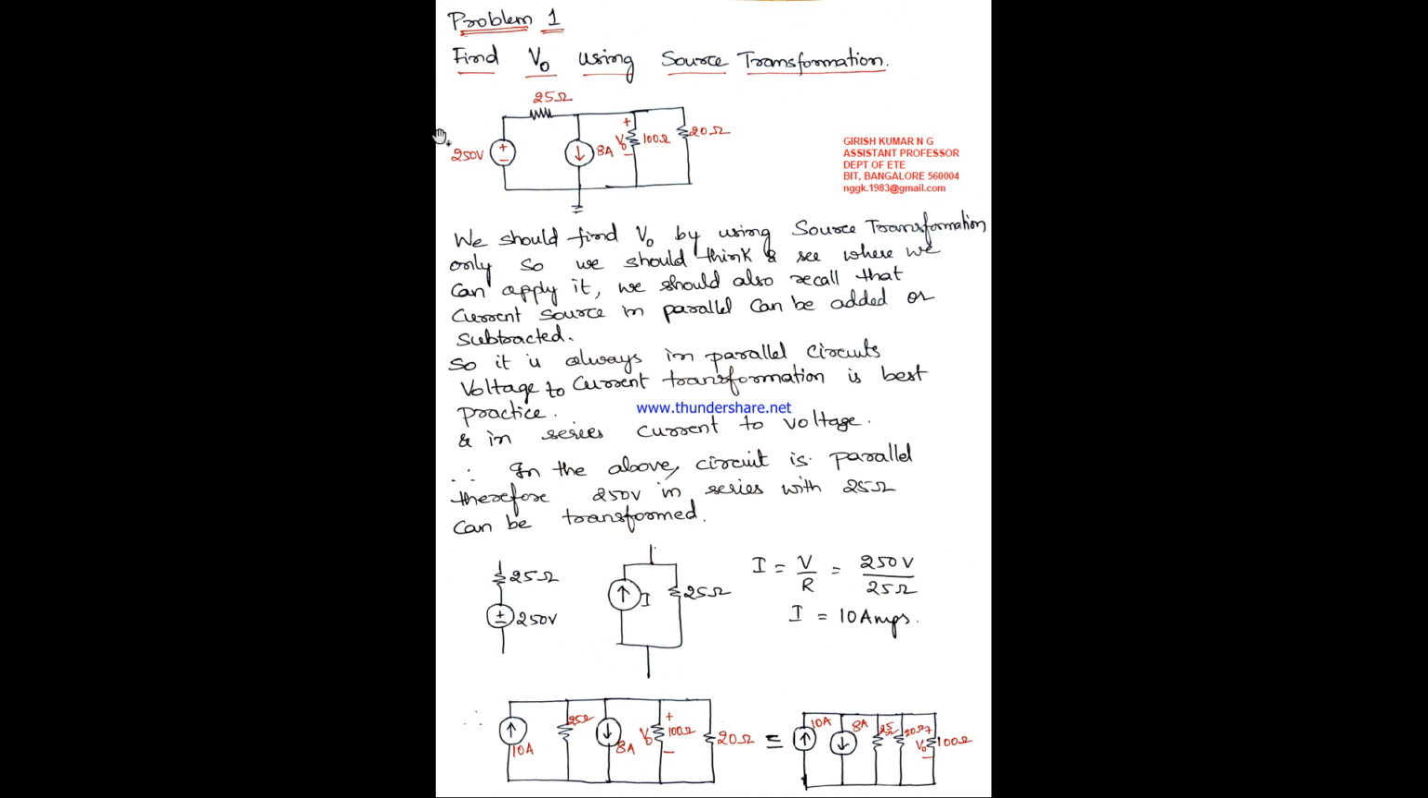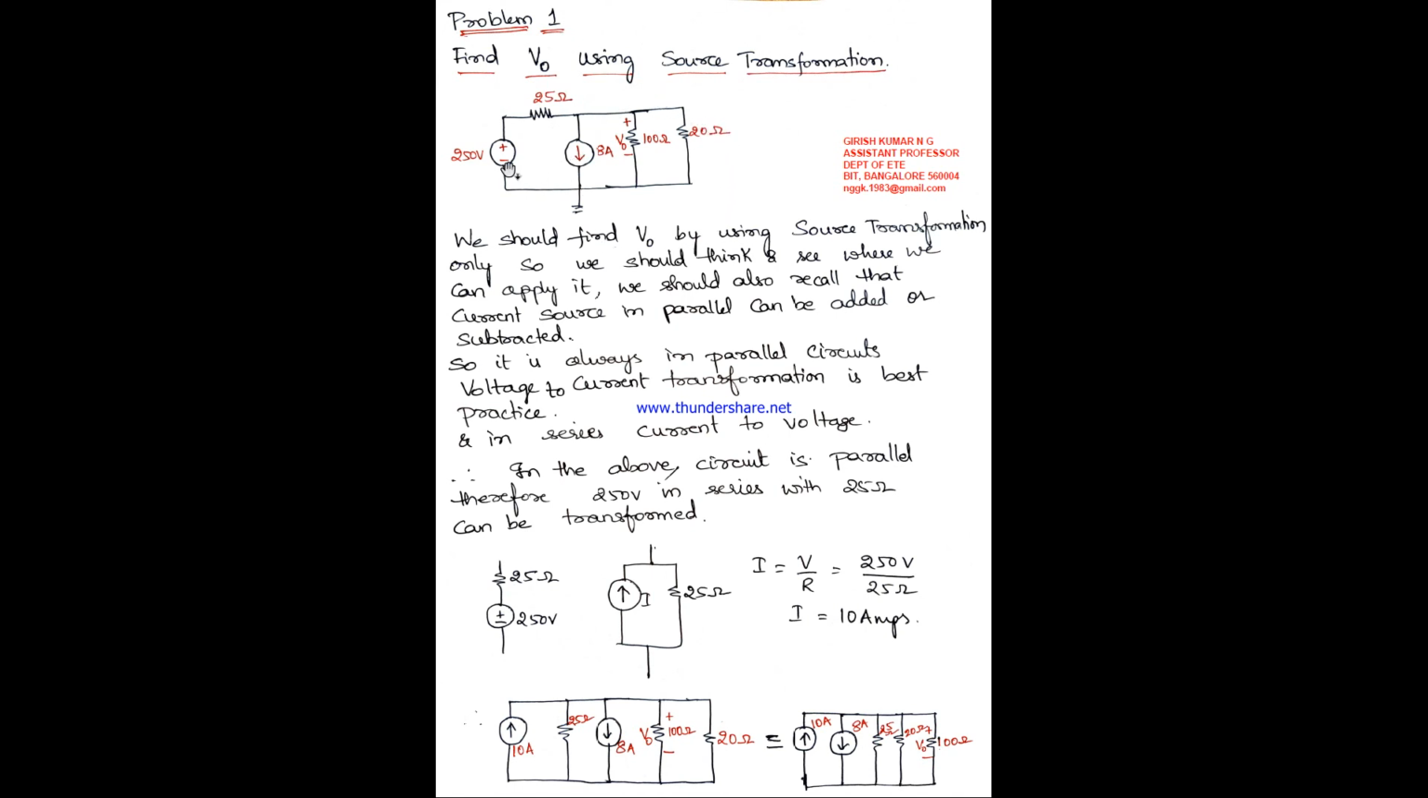So what we will do: we have a voltage source of 250 volts in series with 25 ohms. We have a current source of 8 amps in parallel with these two resistors. So the first thing we do is try to convert that voltage source in series with the resistance into a parallel network. Why do we do this? Why do we convert the voltage source in series with resistance to a parallel one? Because other than this voltage source in series with this 25 ohms, the next part of the circuit is completely parallel.